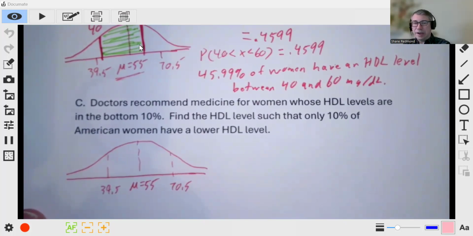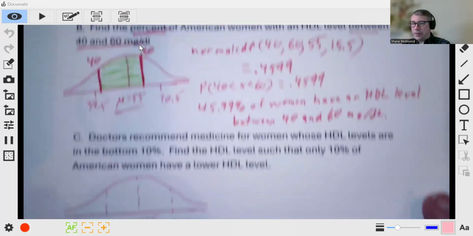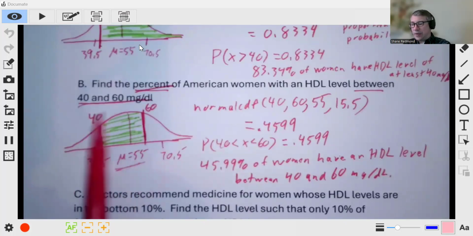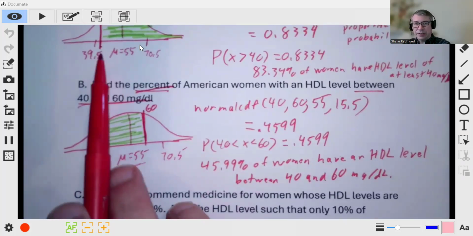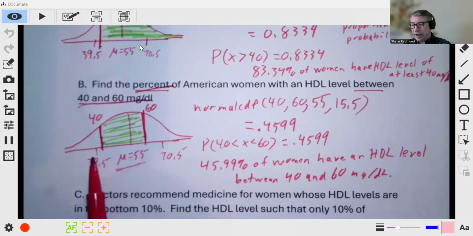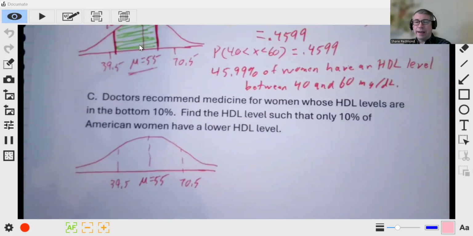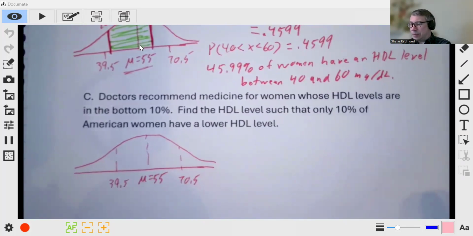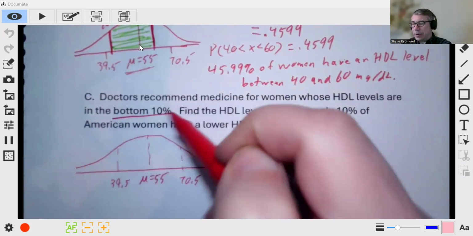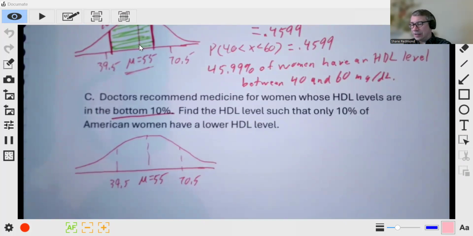But notice what's different here. In the previous problems, they gave us boundary values to tell us where to start a region, or maybe both where to start and end a region. That's not what we've got here. We want to find the value for ourselves. We need to find that boundary value for ourselves. Which boundary value? The value that marks the bottom 10%. The boundary that marks the bottom 10%.